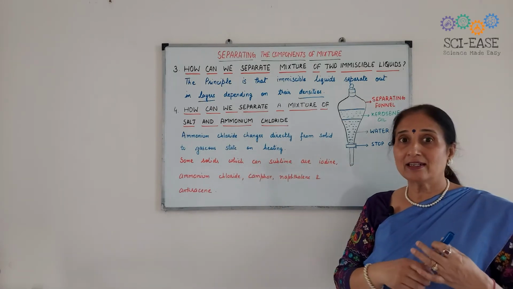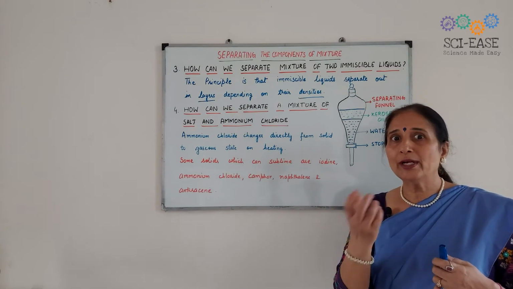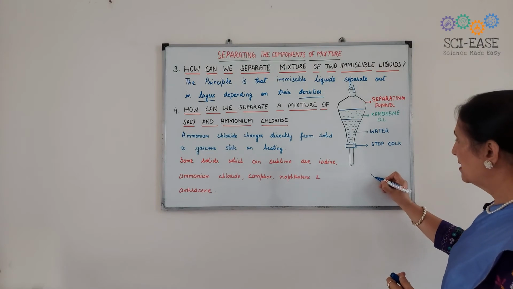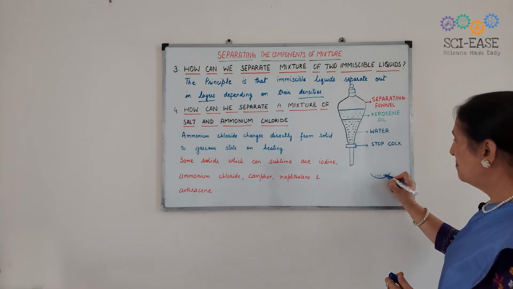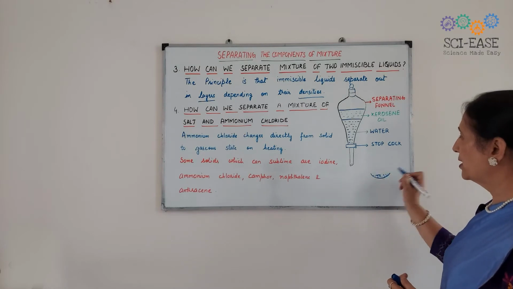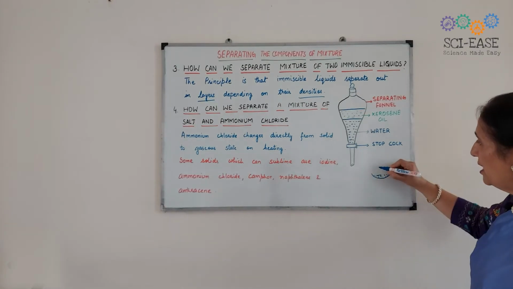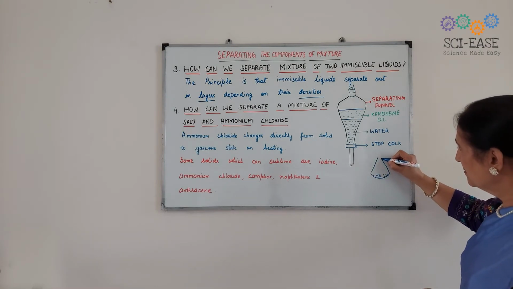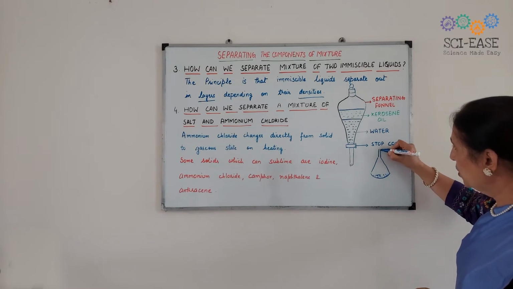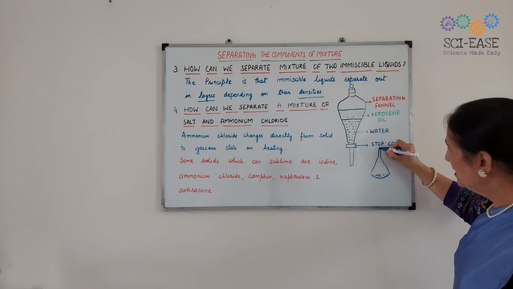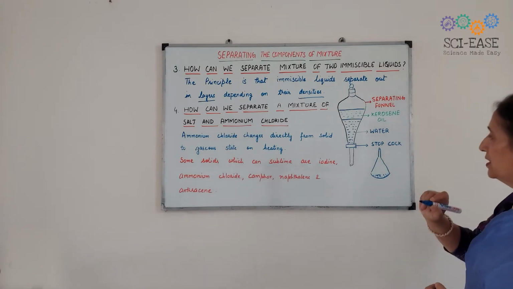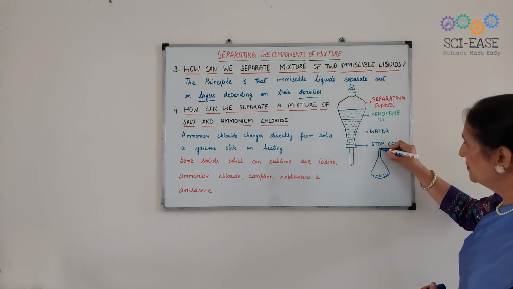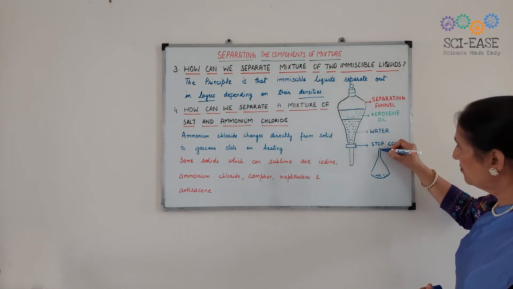Here we will take salt and ammonium chloride in the china dish. Suppose we have taken a mixture of ammonium chloride and salt in the china dish. Now invert the funnel over it and close the stem of the funnel with the help of cotton. Okay, close it. Suppose we have closed it.